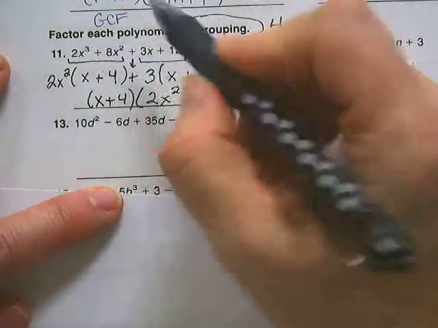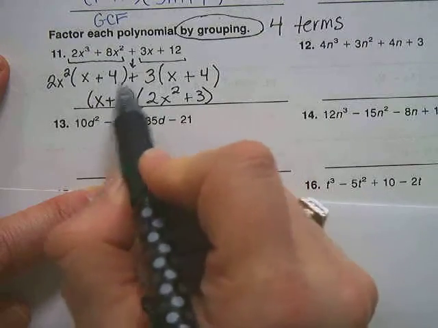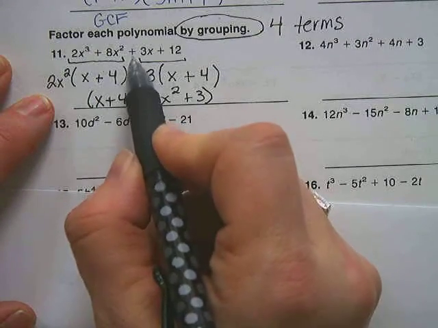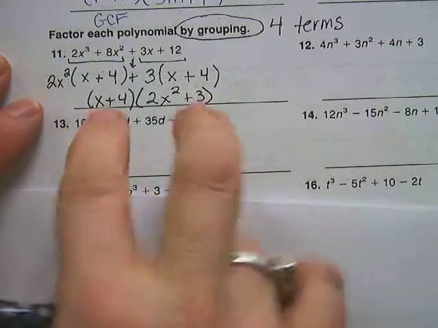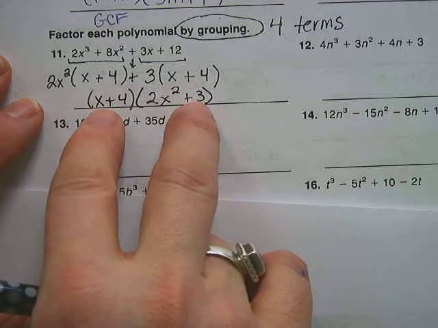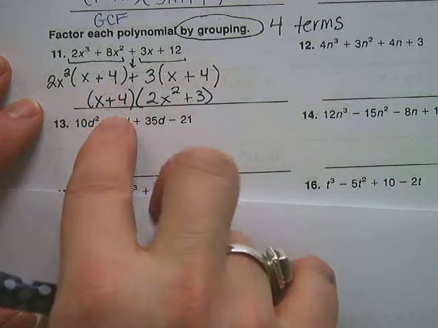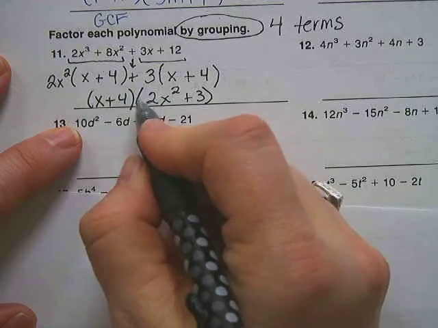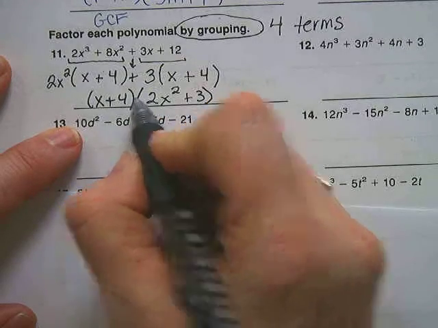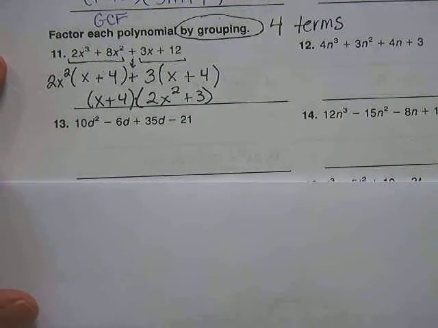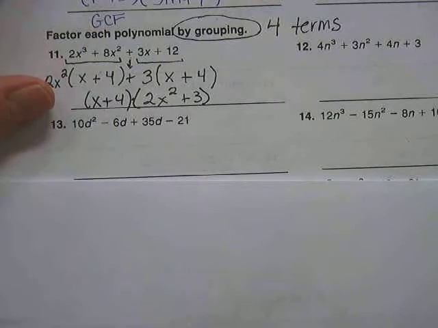One of the biggest mistakes kids make is when we're factoring by grouping, when we group it into 2 parts, we bring this plus down. But then from this step to this step, when we factor out the x plus 4, there's no longer an addition here. That's a multiplication symbol. And now we factor that.